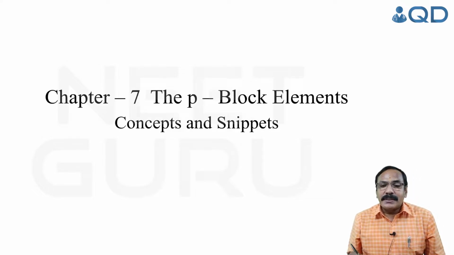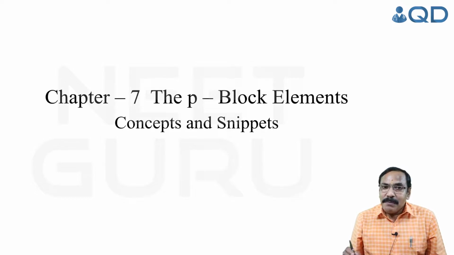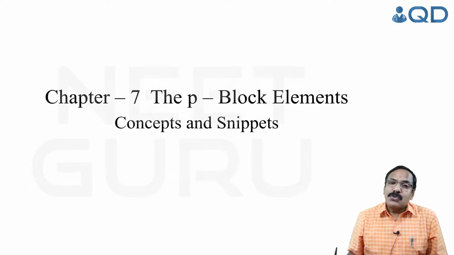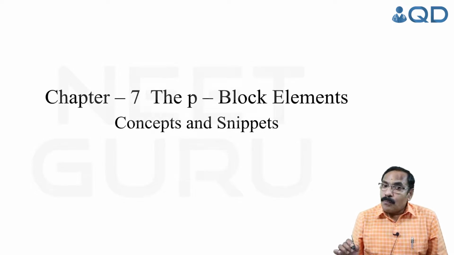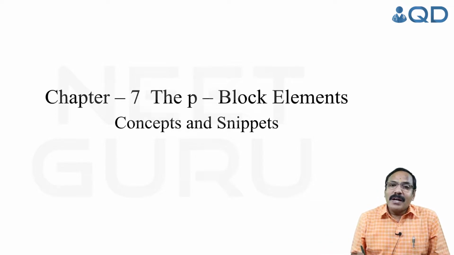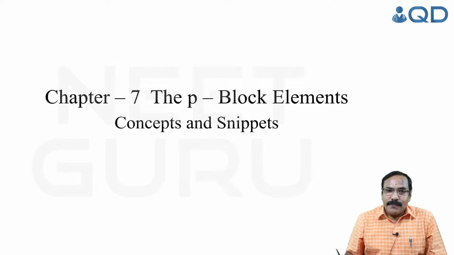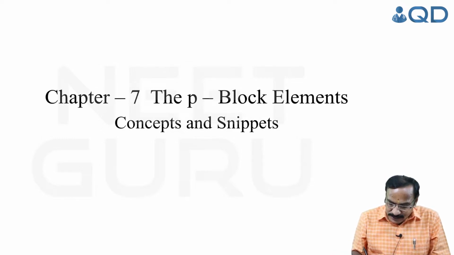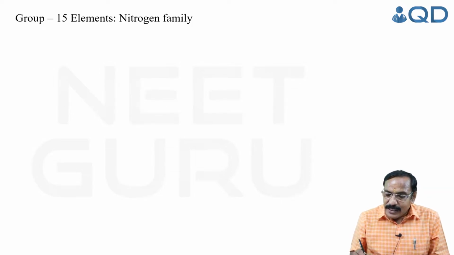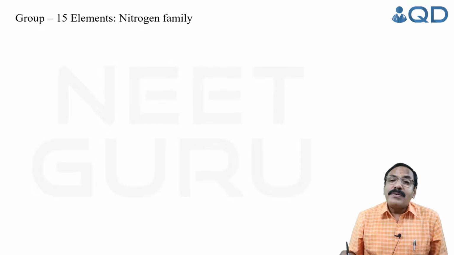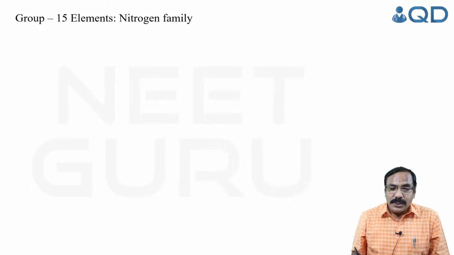So let us start our discussion of the p block. Mainly in +2 we are discussing groups 15, 16, 17 and 18. Today I am going to discuss group 15 elements, the nitrogen family. These are elements with 5 electrons in the valence shell.